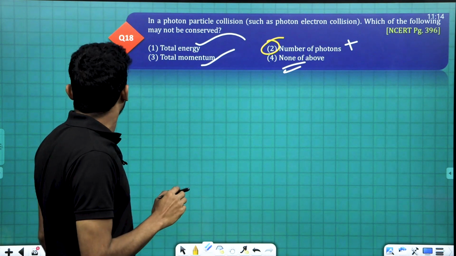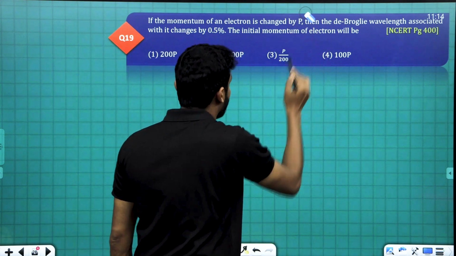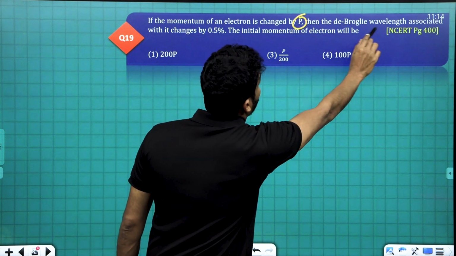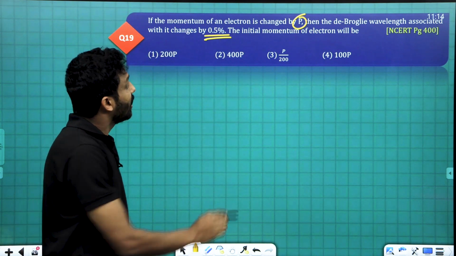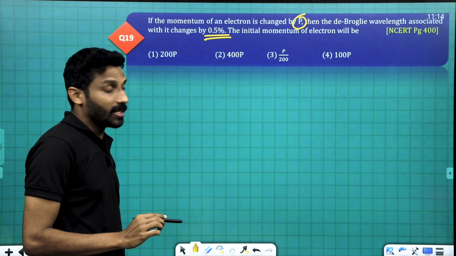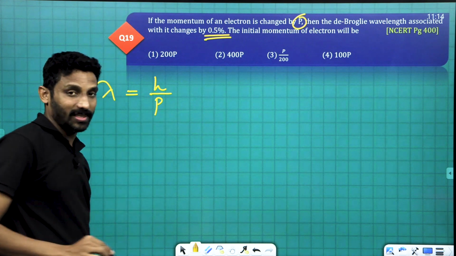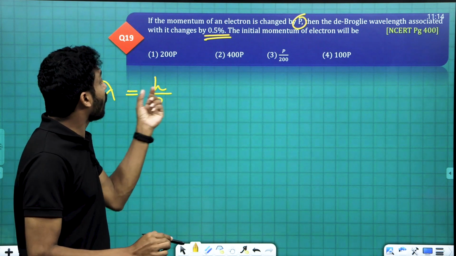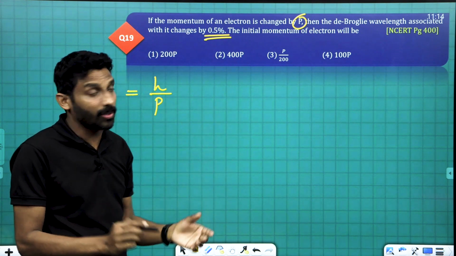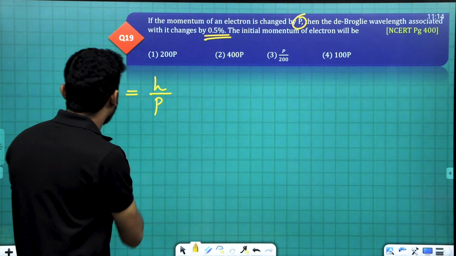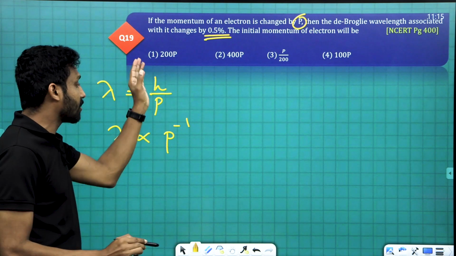The next question, number 19: if the momentum of an electron is changed by P, then the de Broglie wavelength associated with it changes by 0.5%. We know the de Broglie wavelength lambda is equal to h by p. The change in wavelength is very small, 0.5%, so we can follow the method of differentiation. This means lambda is proportional to p raised to minus 1.